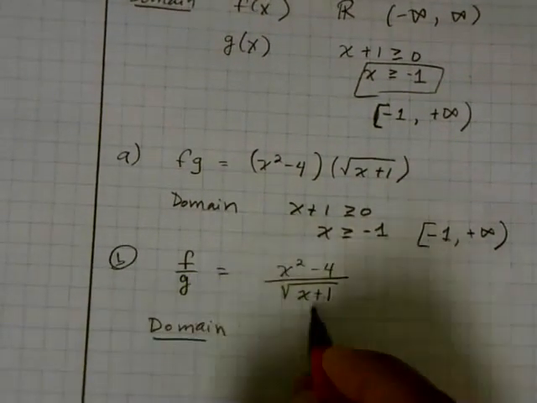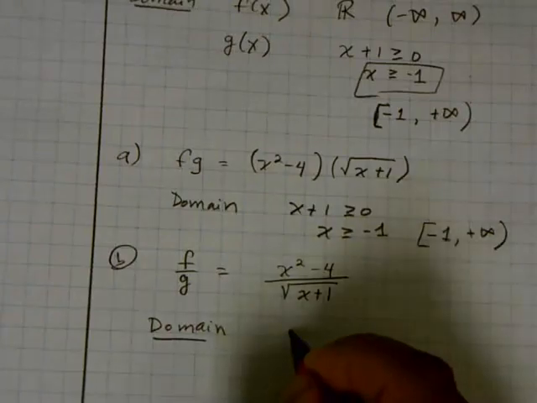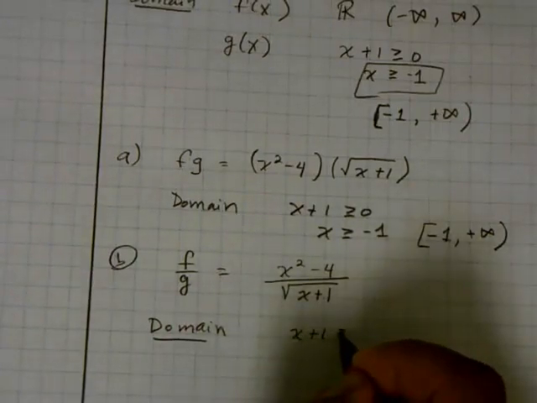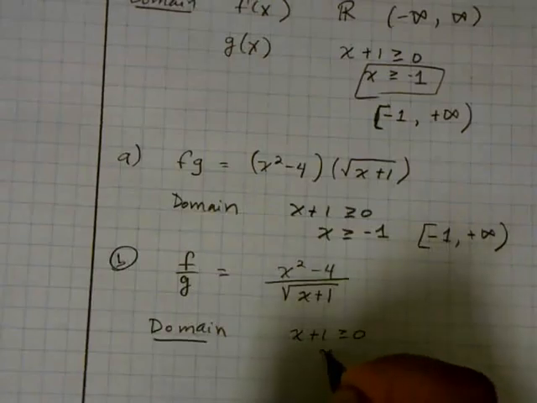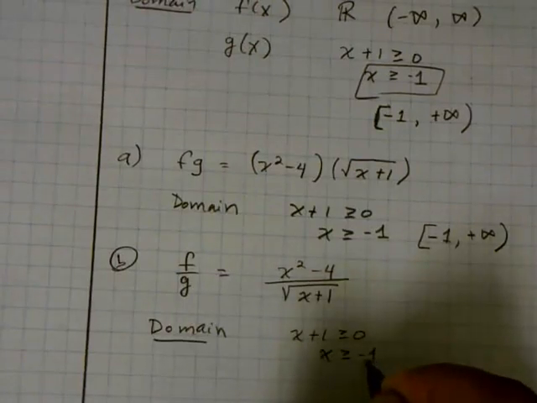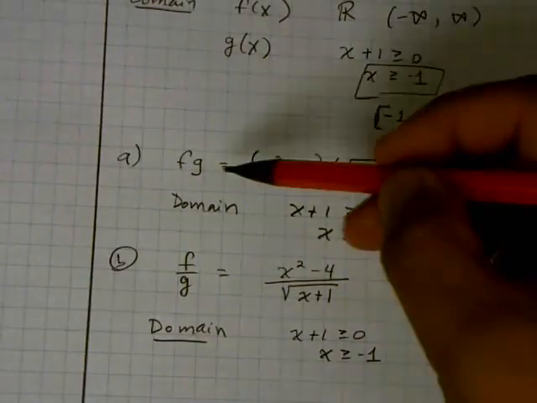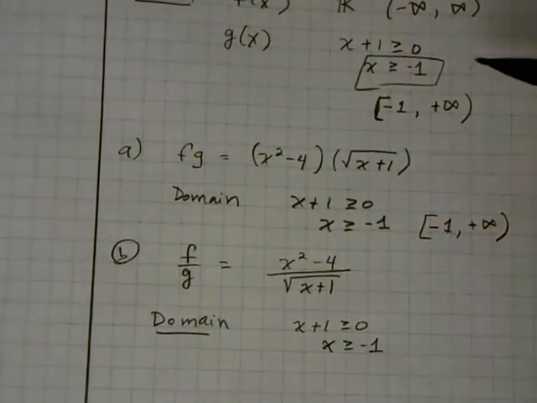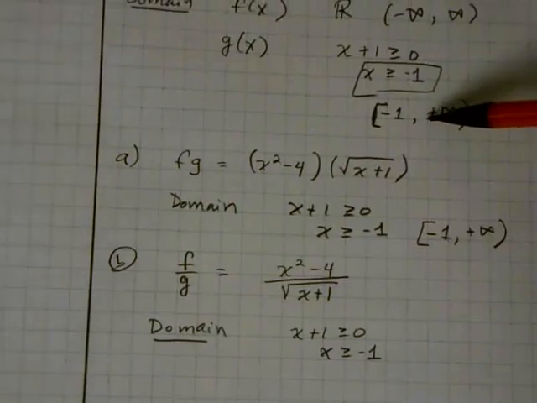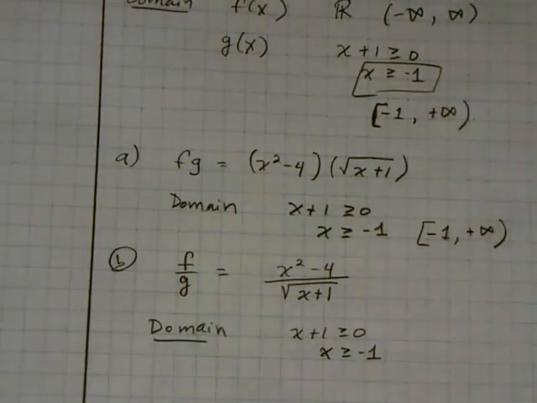Okay? And this expression here, I have, again, x plus 1 is greater than or equal to 0, so x has to be greater than or equal to negative 1. Okay? And so that is inherited from g of x. So the domain of g of x seems to follow us through all of these function expressions.